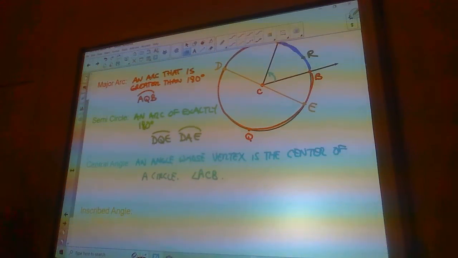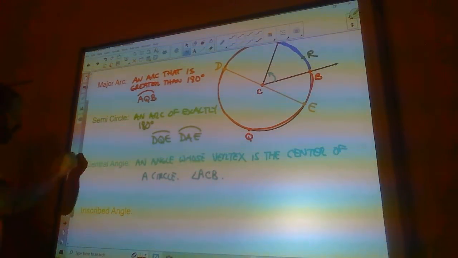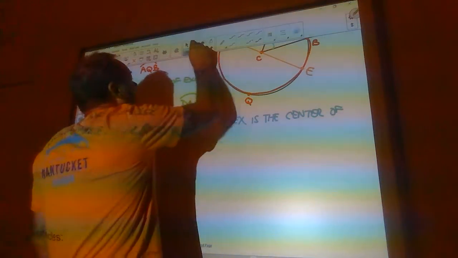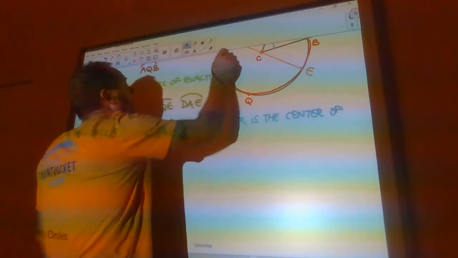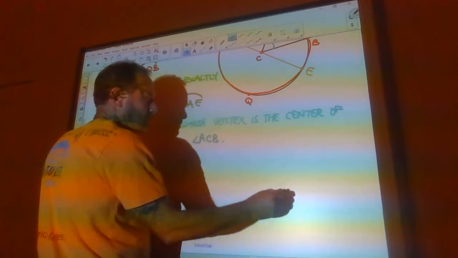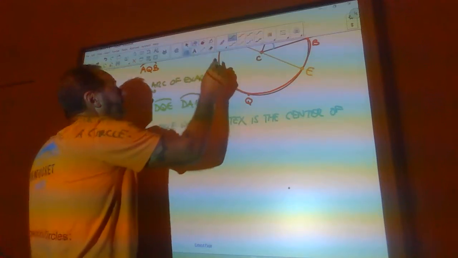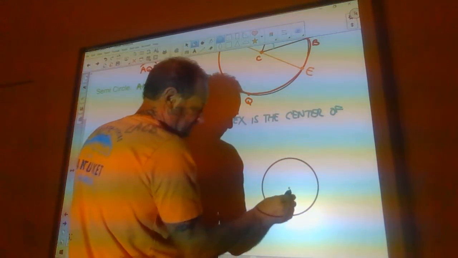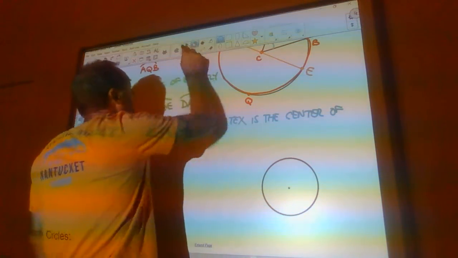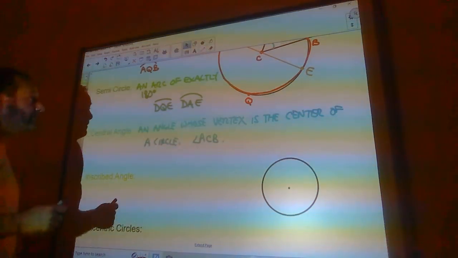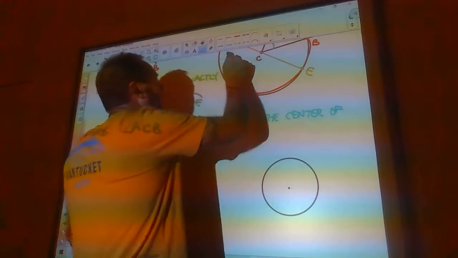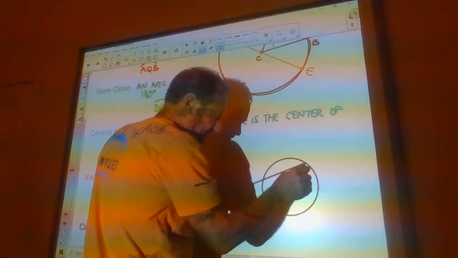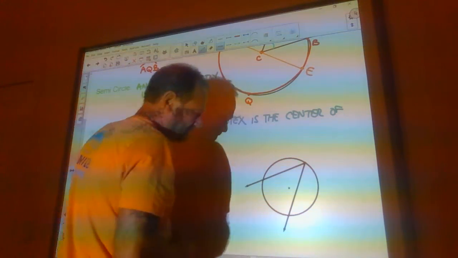All right, an inscribed angle. An inscribed angle is a little different than a central angle. Okay, so let's do this. Put that point right there. Little circle right here. Kind of missed my center there a bit. Okay, an inscribed angle is an angle whose vertex is on the circle.